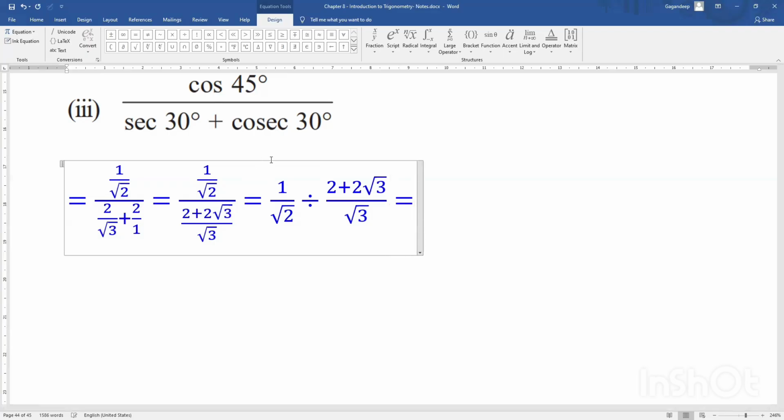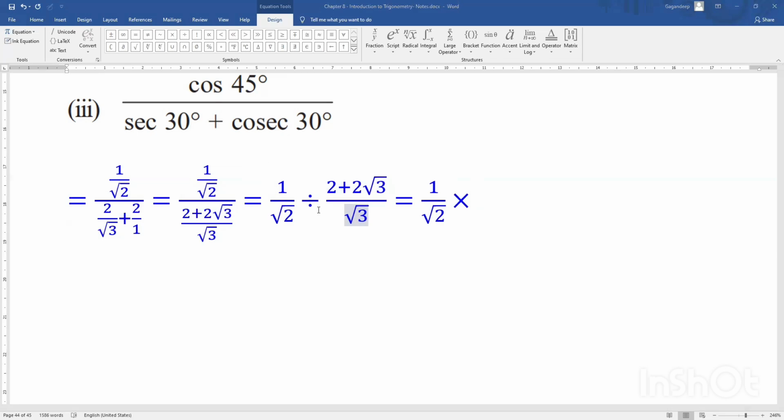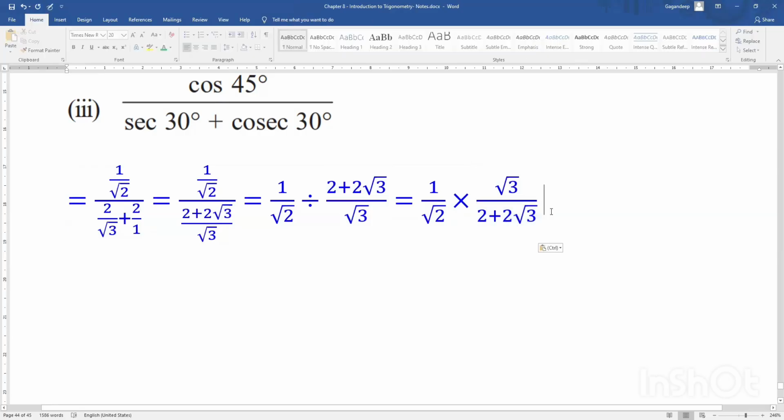So it's equal to 1 by root 2, and the division sign, I'm going to change it to a multiplication sign. When I change to multiplication sign, you're going to write the reciprocal of this particular fraction, that is 2 plus 2 root 3 by root 3. So this becomes root 3 by 2 plus 2 root 3. Just we interchange the numerator and the denominator. See, root 3 came here and 2 plus 2 root 3 came down. That is the denominator.